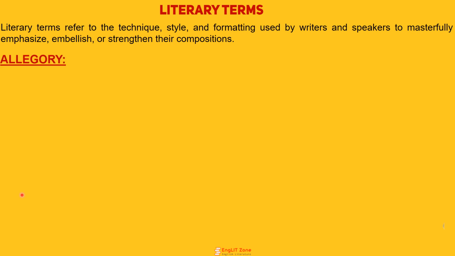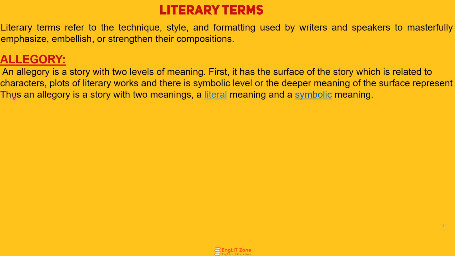We have the very first literary term, that is allegory. Allegory is a story that has two levels of meaning. First it has a surface of the story, which is related to the characters, plot, and literary works that are described in a poem or in any composition. That is the surface of the story, but behind the surface of the story there is a symbolic level that has a deeper meaning of the surface story that is represented by any writer or any poet. So the surface story has a symbolic story that is hidden under it. That's why allegory is a story that has two meanings. It has a literal meaning and it has a symbolic meaning.